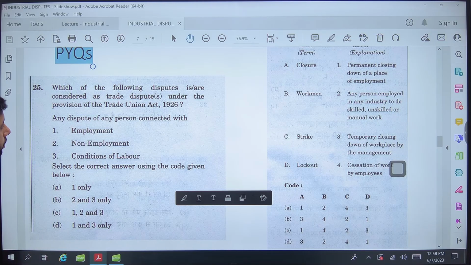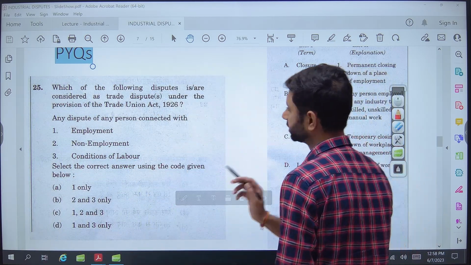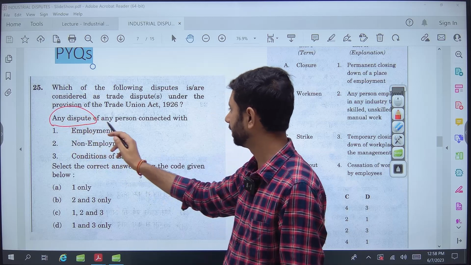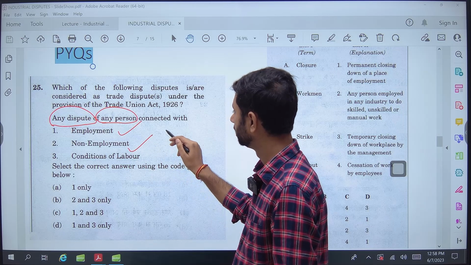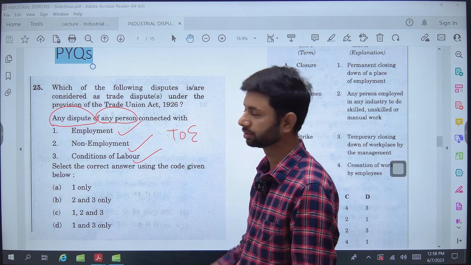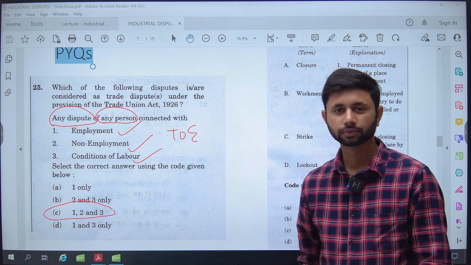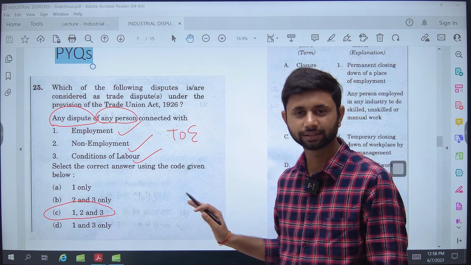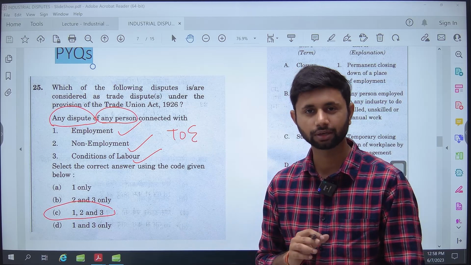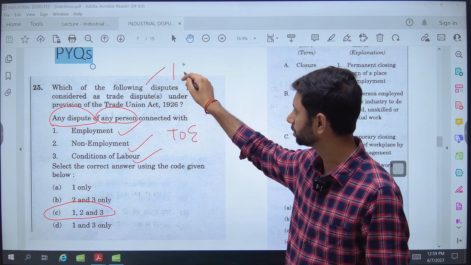Which of the following disputes are considered as trade disputes under the provision of the Trade Union Act 1926? Any dispute. What did we discuss? It refers to any dispute of any person connected with four things we've discussed: employment, non-employment, terms of employment, and working conditions. The answer should be C. Wasn't it an easy question? We've discussed it in the initial phase only. So by seeing this question, you understand that not many in-depth questions are being asked. Just a basic understanding of terms such as industrial disputes is being asked.